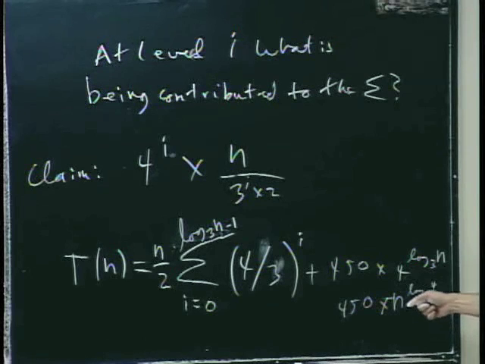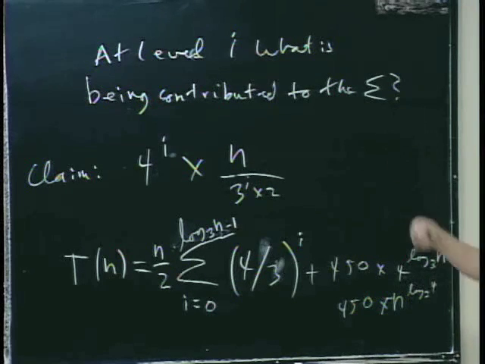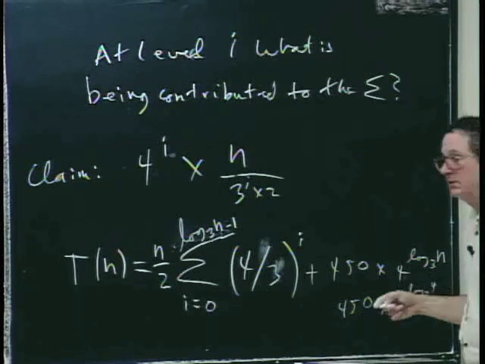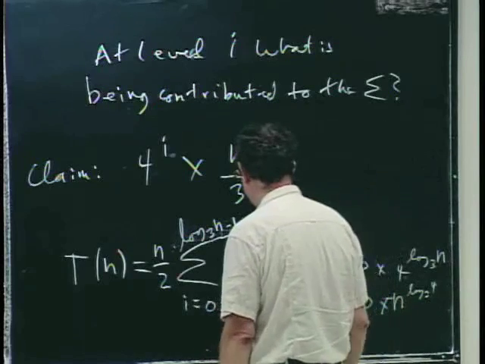So this is n to some particular number. Is it bigger or smaller than 1, by the way? Log base 3 of 4. It's bigger than 1, right? Because 4 is bigger than 3. 3 to the 1 is just 3. So this is bigger than 1, so that's good. It's contributing something that's growing with n. All right, so it's 450 times some n to some particular constant. So we've got that solved.